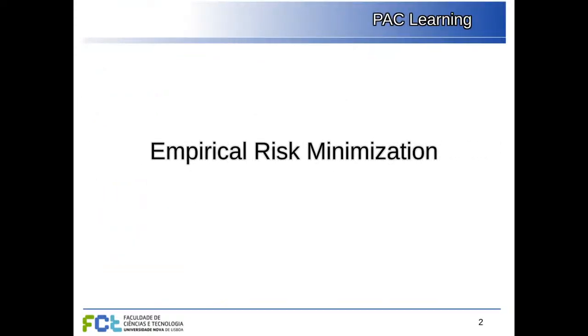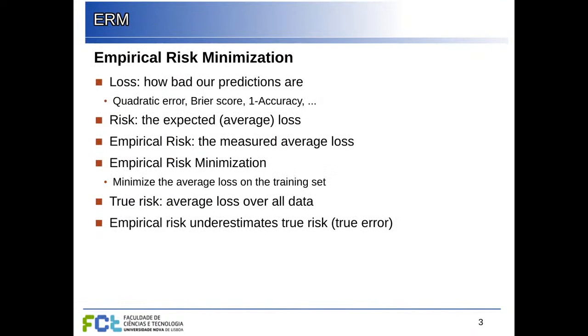So let's start with this idea, empirical risk minimization. If you look at the literature on these foundations of machine learning, you're going to find this concept. And the idea here is that we have some loss function that measures how bad our predictions are. So this may be, for example, the quadratic error we saw in regression, or the Brier score, or the percentage or the fraction of incorrectly classified examples, things like that. And the risk is the expected loss. So our risk would be what on average we are going to lose or to have in this measure when we try to classify examples.